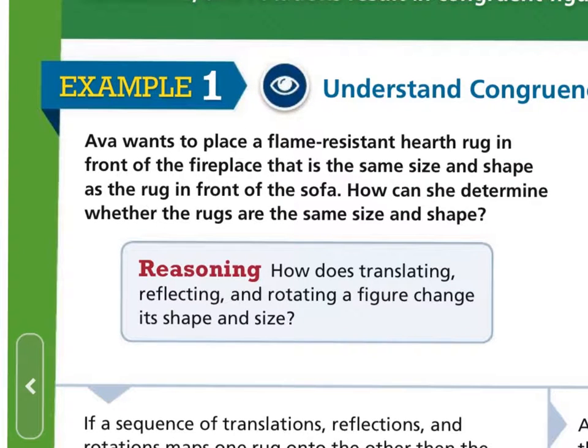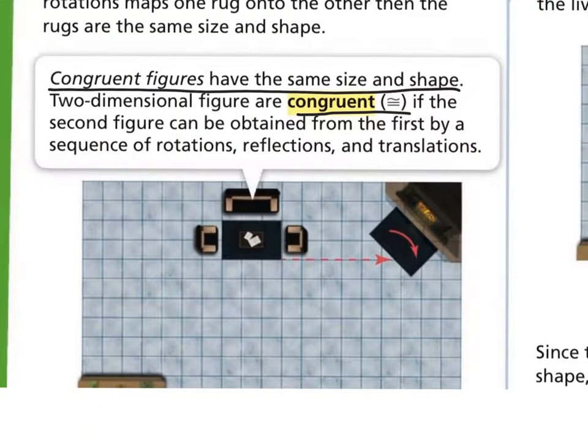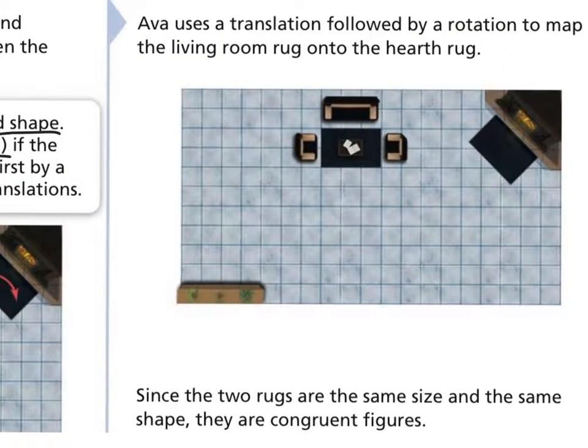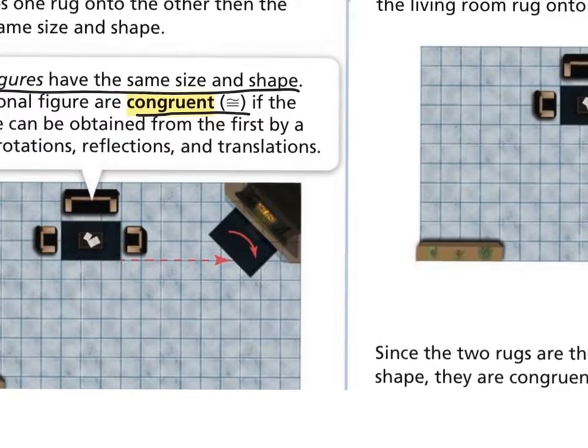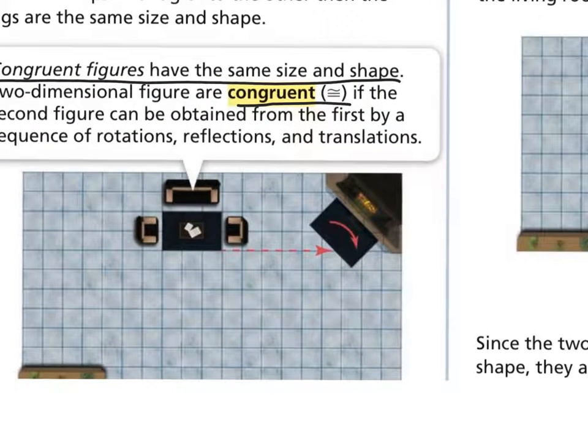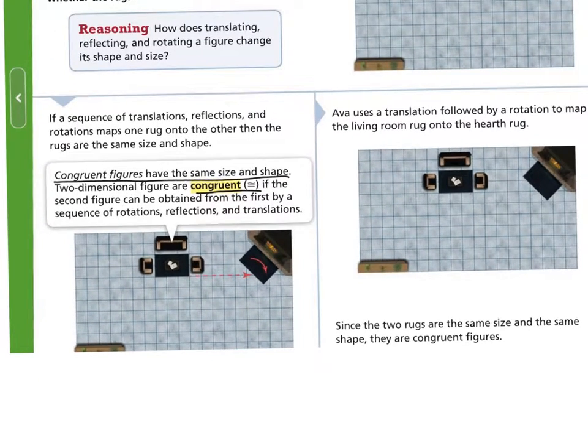It says she wants to place a flame-resistant hearth rug in front of the fireplace that's the same size and shape as the rug in front of the sofa. How can she determine whether the rugs are the same size and shape? So she took that, and basically if you move it over to the side and then turn it a little bit, then it matches up. This would be something with tracing paper you could use. Trace one of these and then move it over the other one and see if they match up exactly or not. Okay, but again, this is what congruent means.